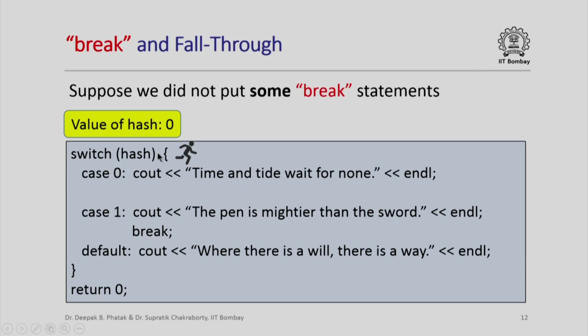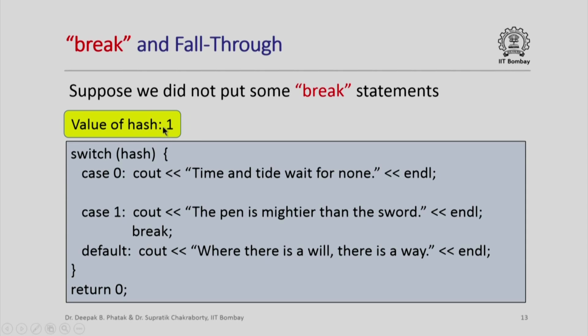So the computer executes this statement, then it executes this statement because the value of hash is 0, there is no break, so it executes this statement. After that it executes break, and when it executes break, it jumps out of the switch case and executes the last return statement.